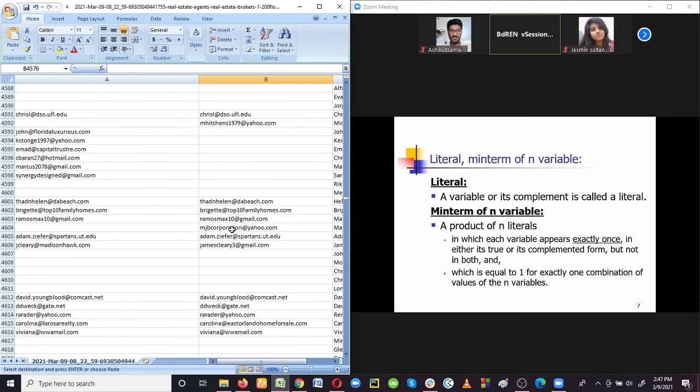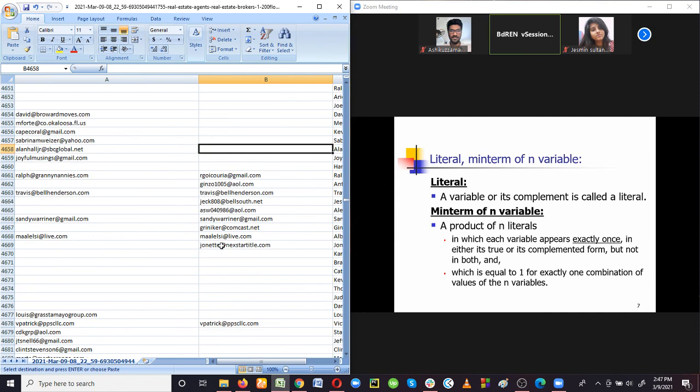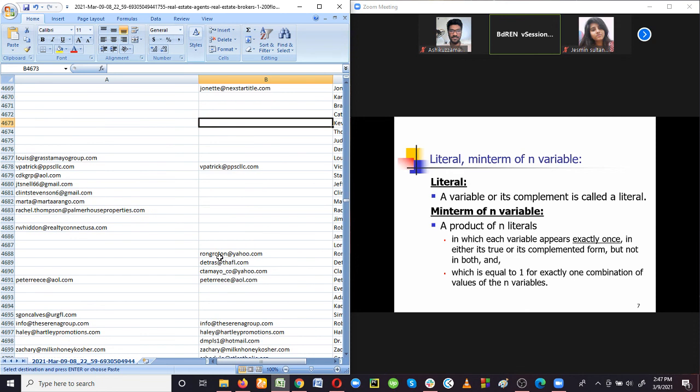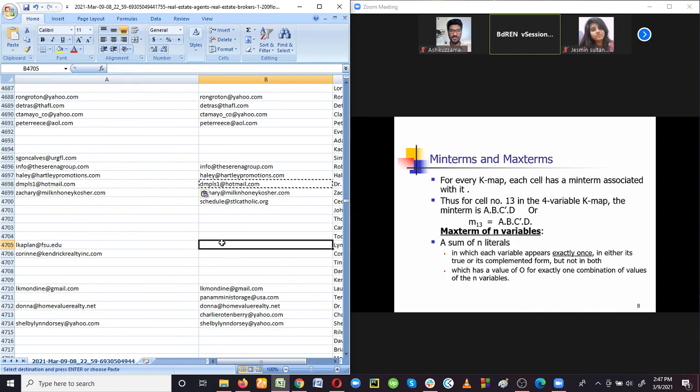Now we will see the characteristics. The first characteristic is that each variable appears exactly once in either its true or its complement form, but not in both. The second one is that it is equal to 1 for exactly one combination of values of the n variables. So you have to remember all these things.